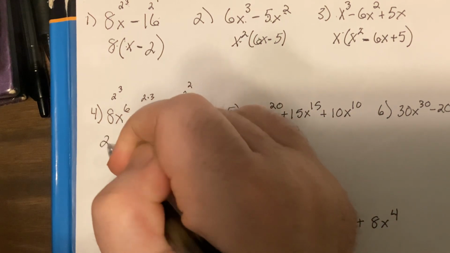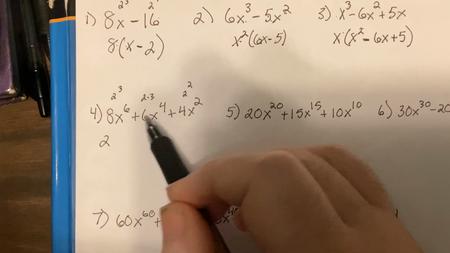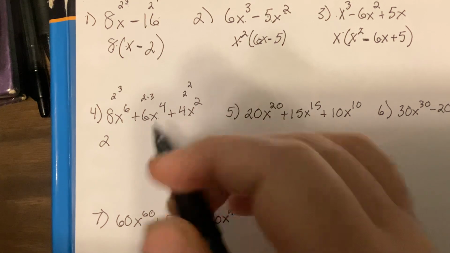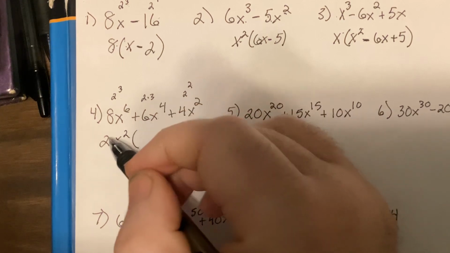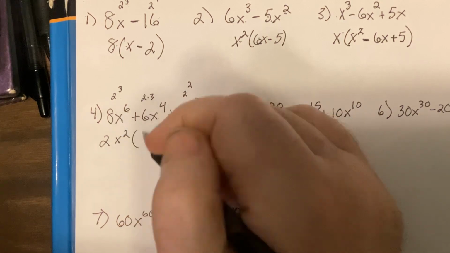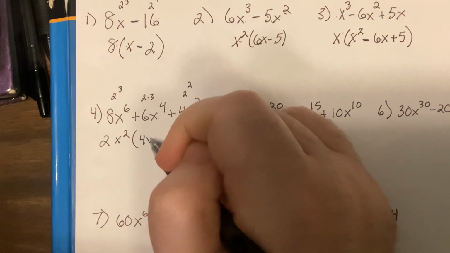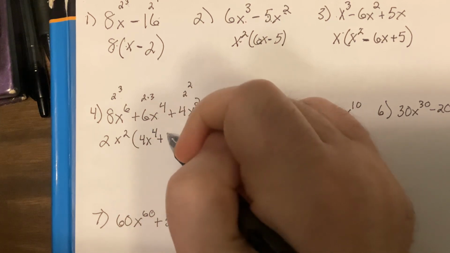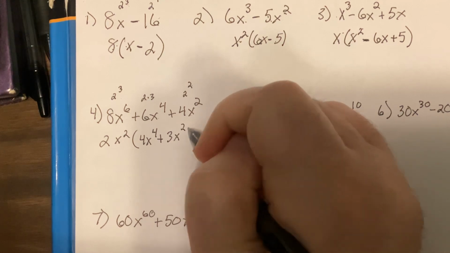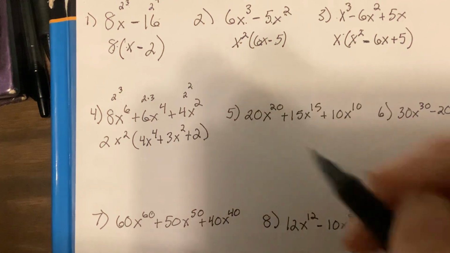So 2. Then x is in all three, so it's the smallest power that it occurs. So it'd be 2x squared. What do you multiply this by to get this? That'd be 4x to the 4th. This would be 3x squared. And this would be 2.